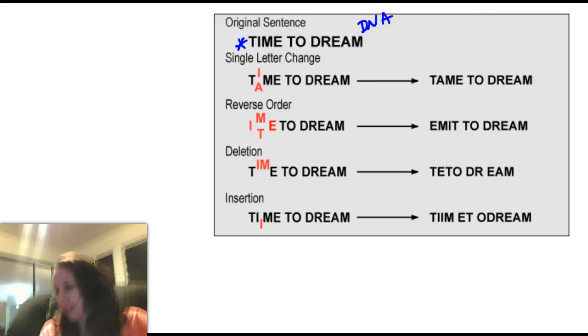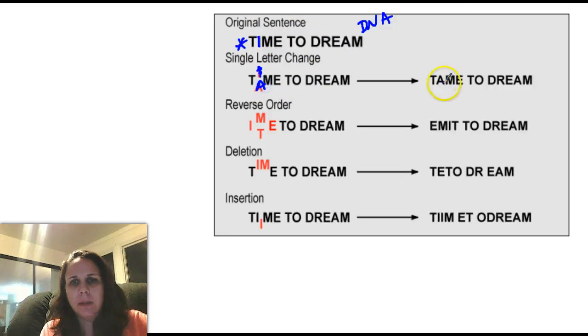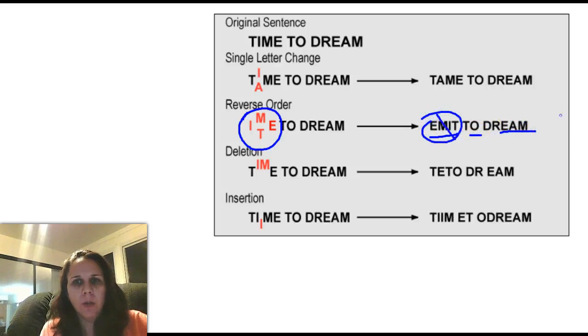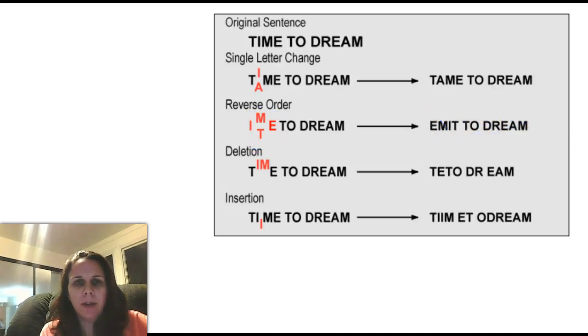And if I take out the I in time and replace it with an A, it becomes tame to dream, which still kind of makes sense, but it only messes up one word or one amino acid, and everybody else is okay. Then we have reverse order, where I take the letters and flip them around, so time becomes emit, but to dream is fine, so only one word gets messed up, or one amino acid.